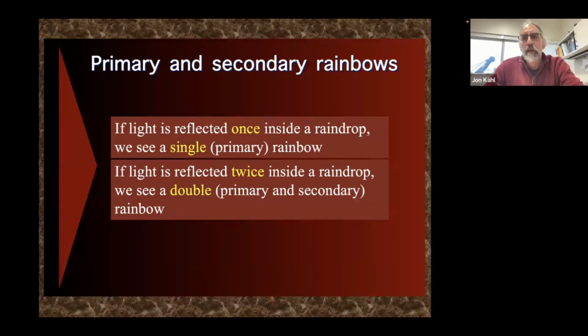And actually, often light is reflected 3 and 4 and 5 times in a raindrop. And when that happens, there literally are 3 and 4 and 5 different rainbows. The problem is that the light intensity of those additional rainbows is very small and our eyes can't see them.